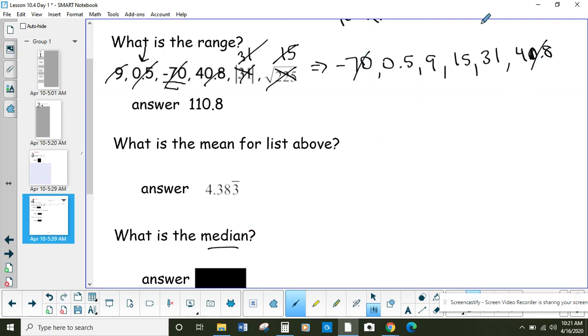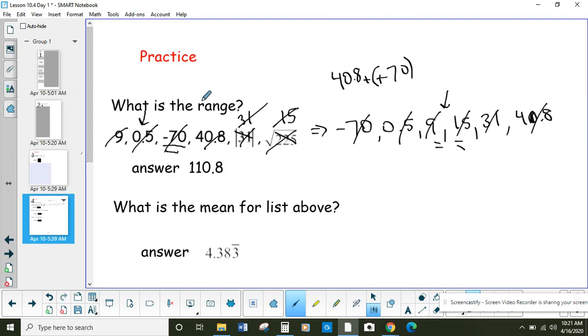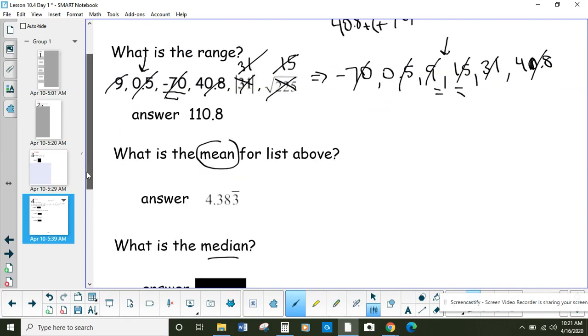Cross one off and one off. I'm trying to work my way to the middle. Cross one off, cross one off. And the problem is there is no number in the middle. There's an even amount of numbers. So what do I do? I take the 2 in the middle and I find the mean or average of those two, and that will be my median.